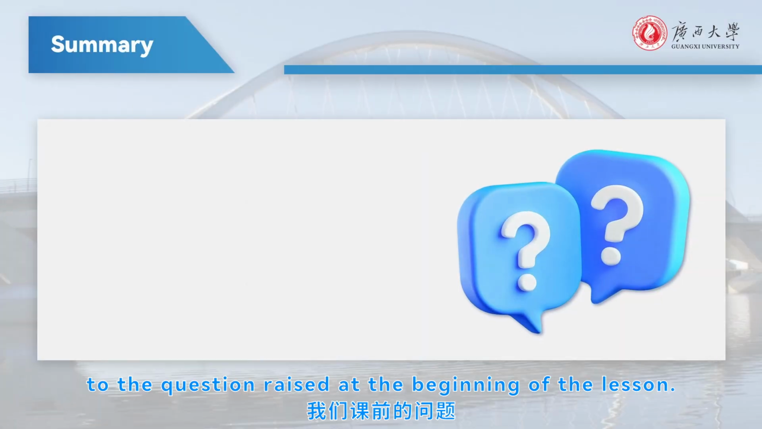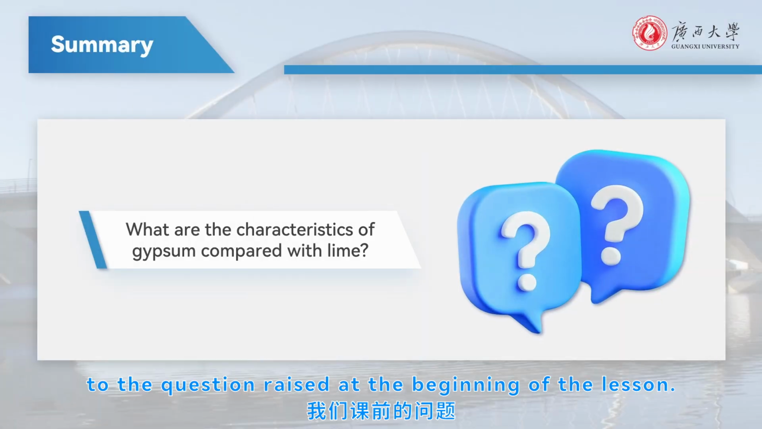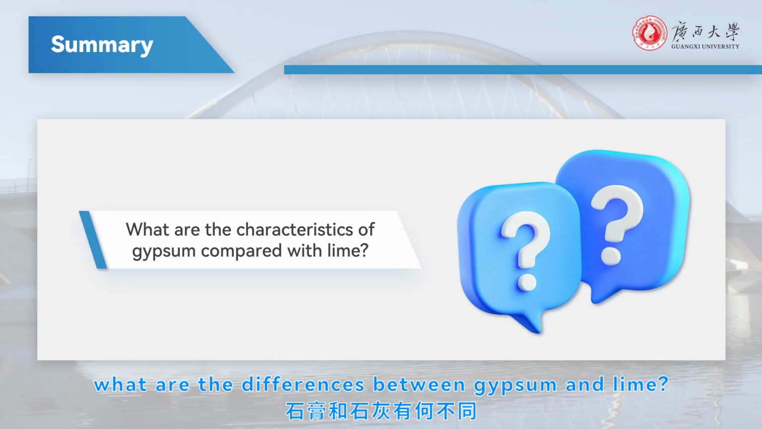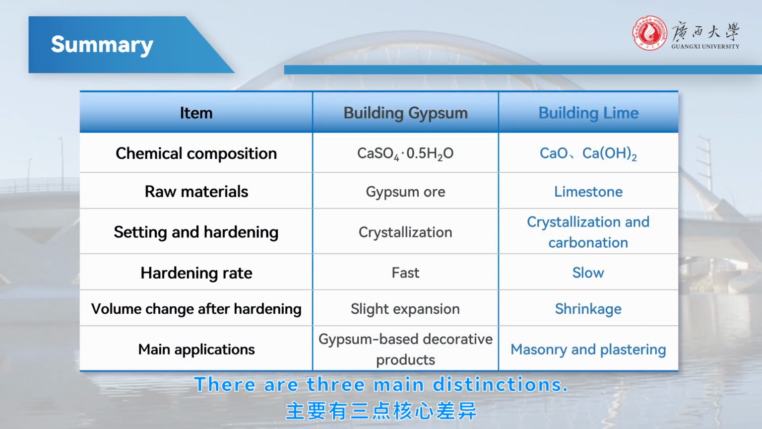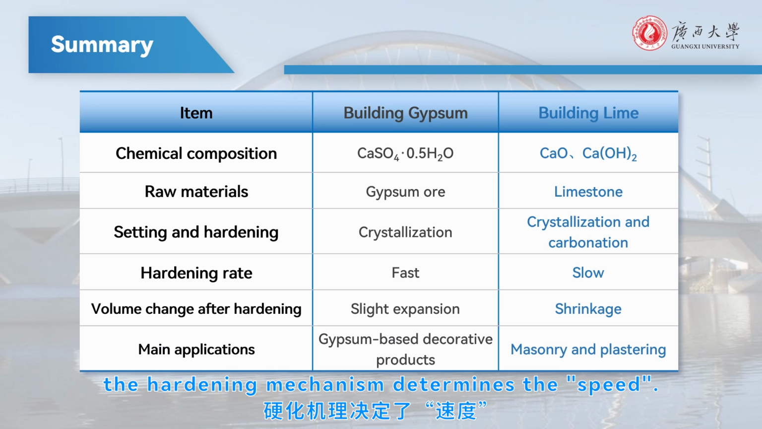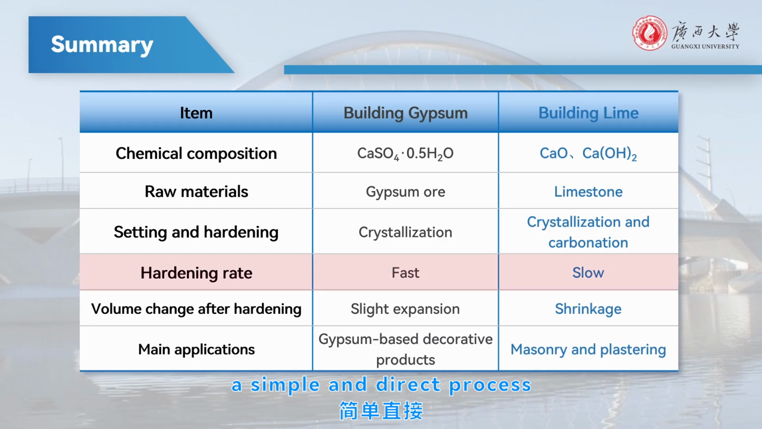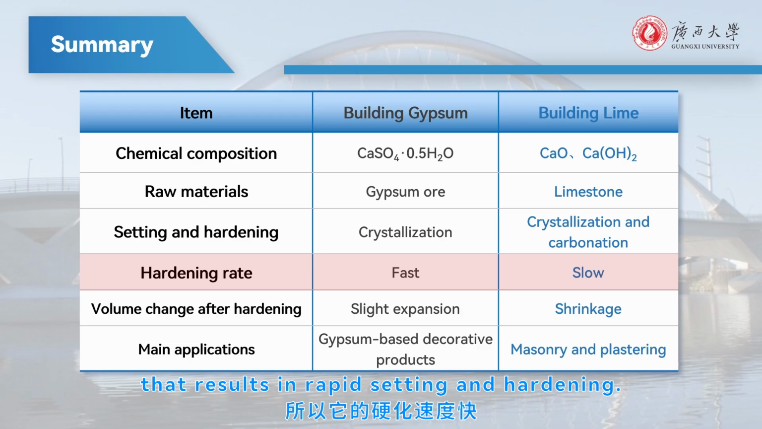Finally, let's return to the question raised at the beginning of the lesson. As non-hydraulic cementitious materials, what are the differences between gypsum and lime? There are 3 main distinctions. First, the hardening mechanism determines the speed. Building gypsum hardens primarily through crystallization alone, a simple and direct process that results in rapid setting and hardening.